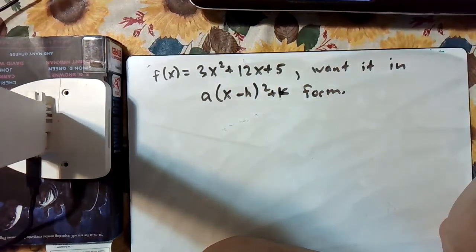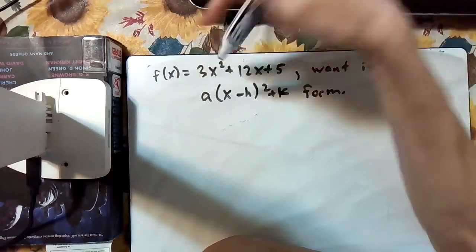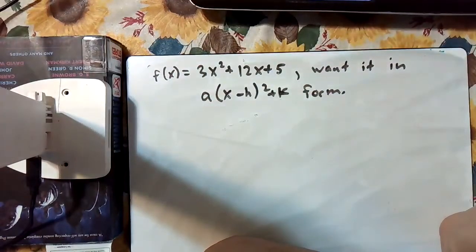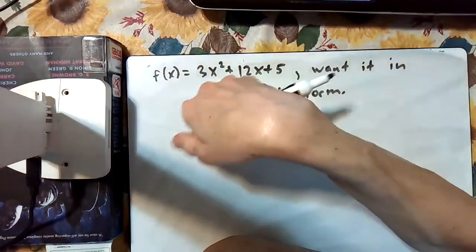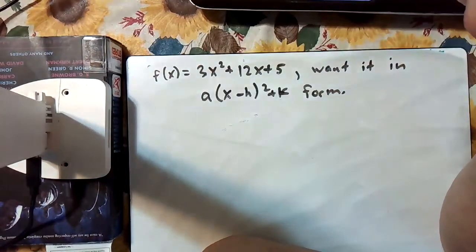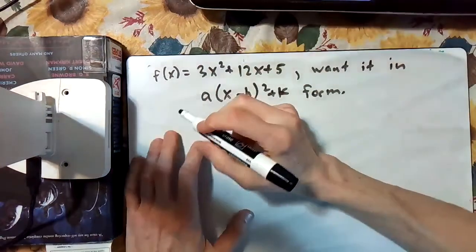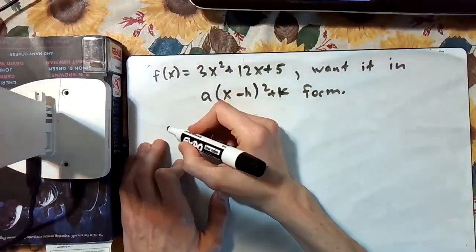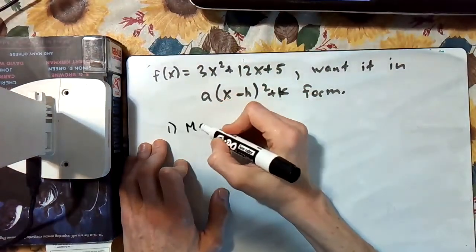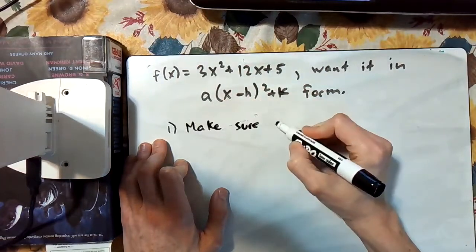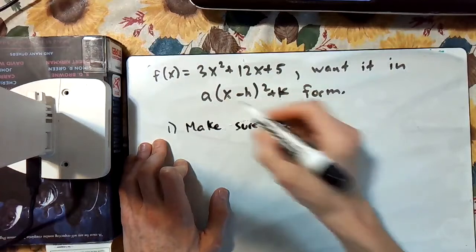We had to convert it into standard form. This is the same thing right here. We want to convert this trinomial into this quadratic equation form right here. So now we can see what the vertex is, right? Super easy. So how do we do that? Well, the first thing you want to do is make sure a is equal to 1 right here.